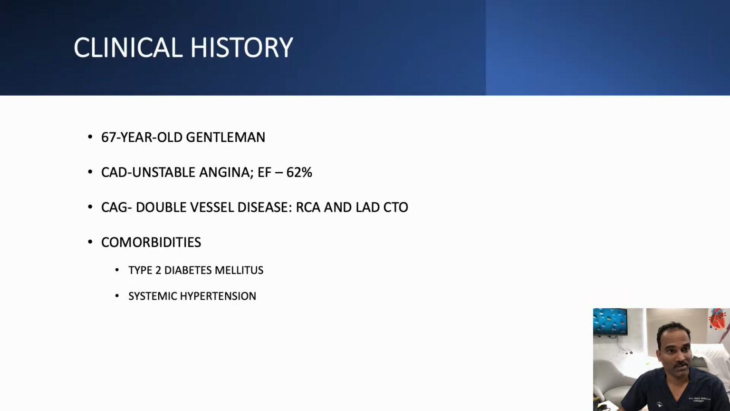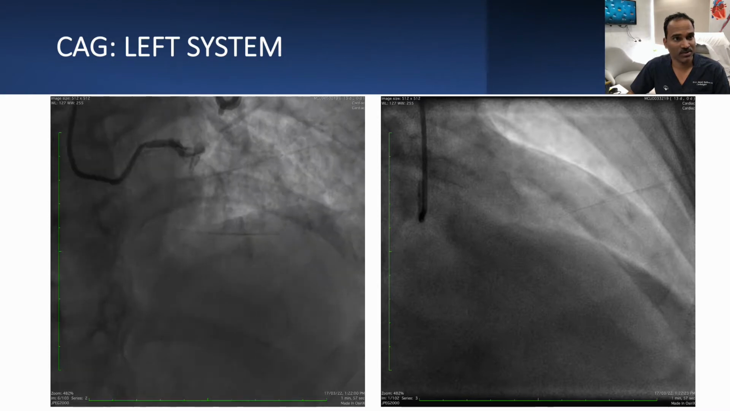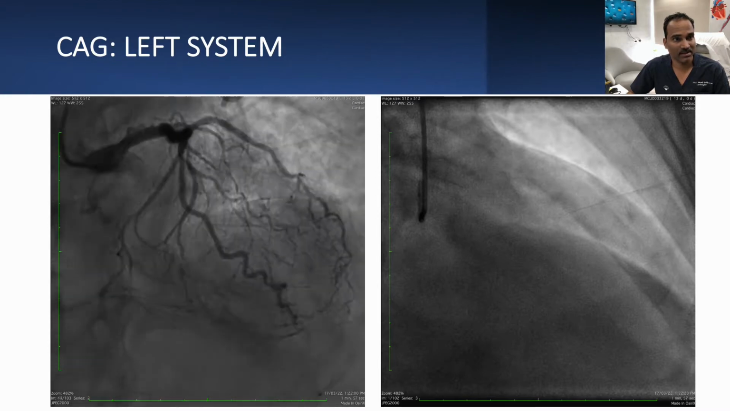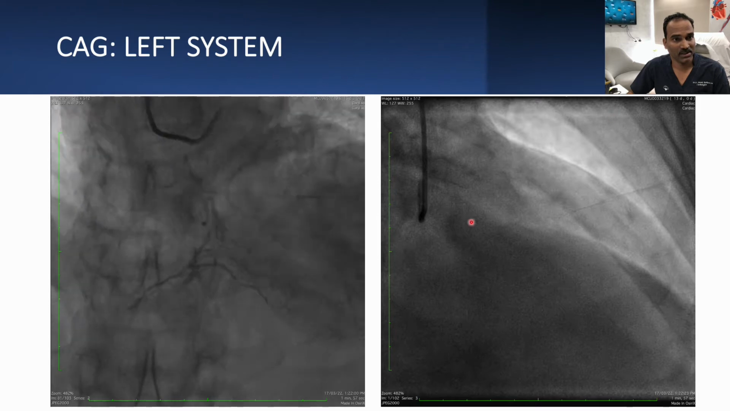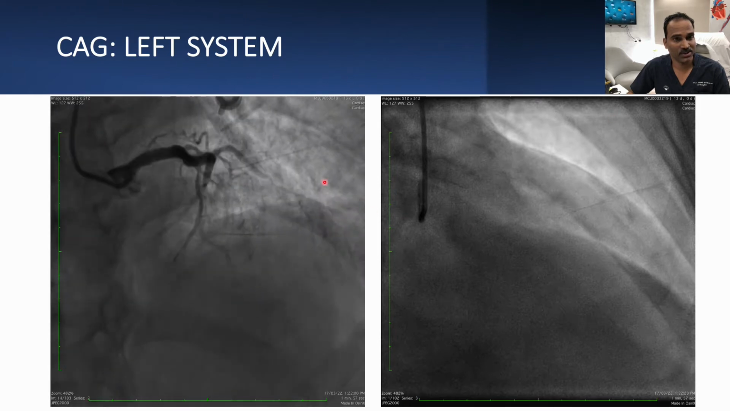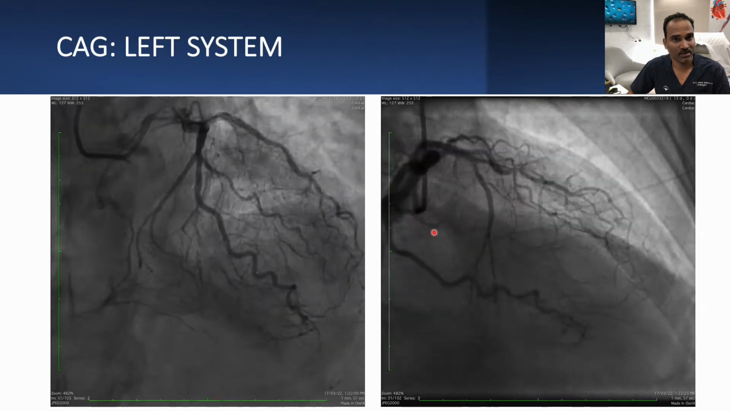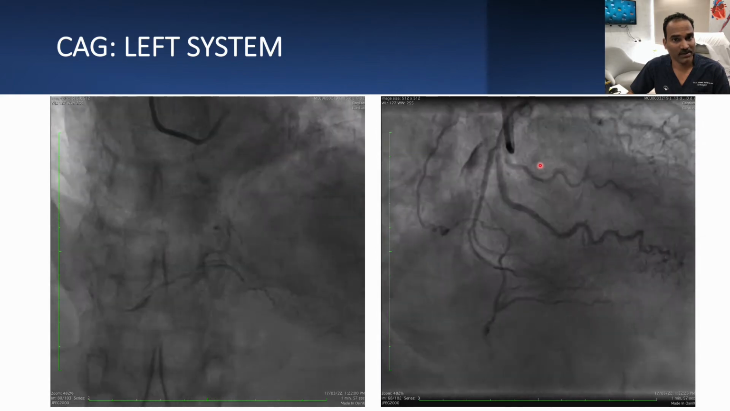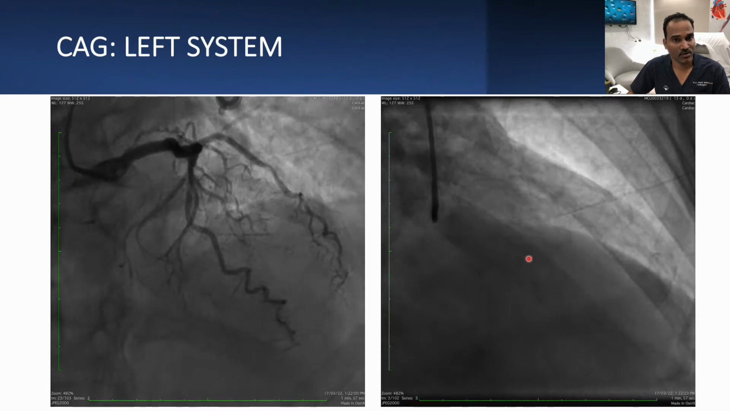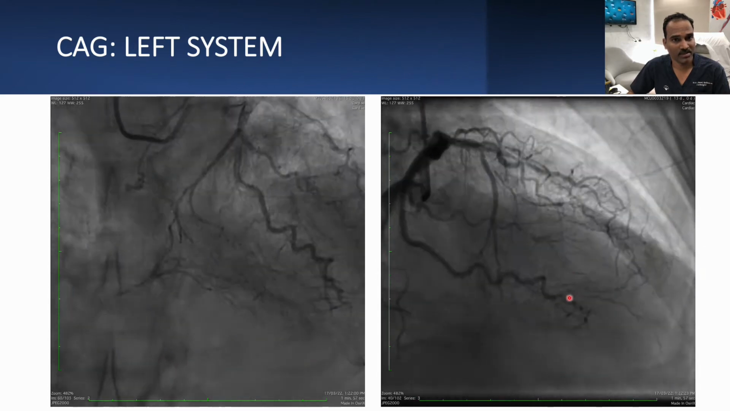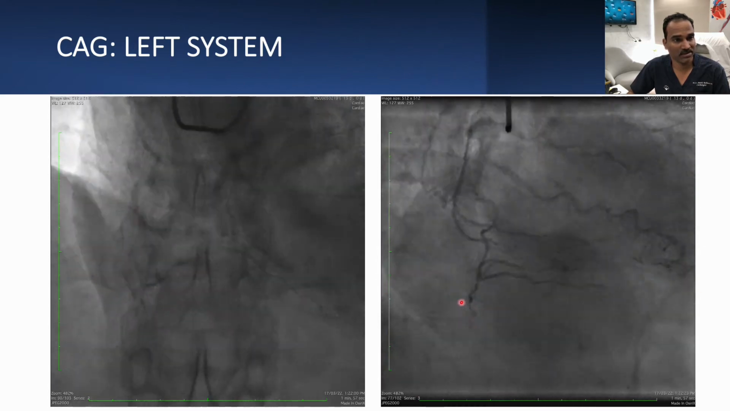So my patient is a 67-year-old gentleman, came with unstable angina with an ejection fraction of 62%. His angiogram revealed total occlusion of RCA and LAD. He is diabetic as well as hypertensive. This is angiography. You can see LAD is completely occluded, and it appeared there is a microchannel, which will clear it subsequently. So this LAD and RCA is also filling retrogradely from septals as well as epicardial collaterals.